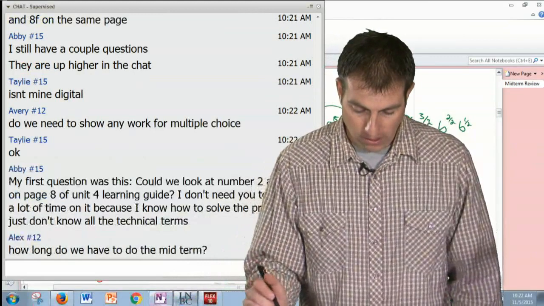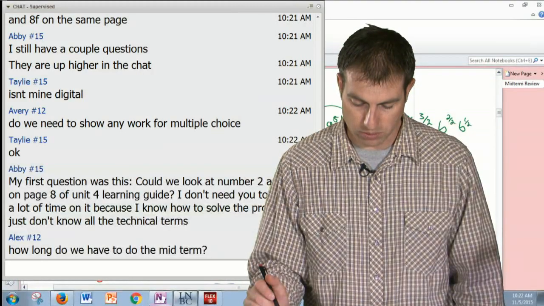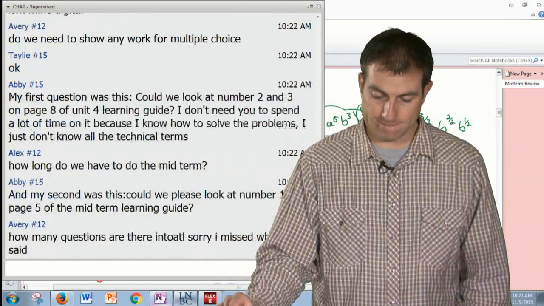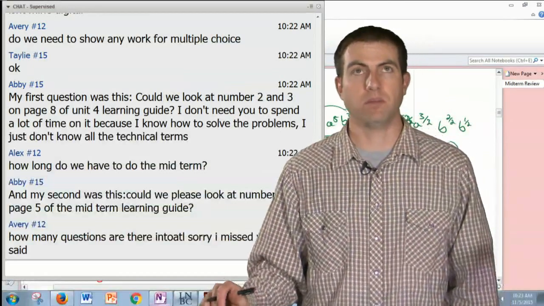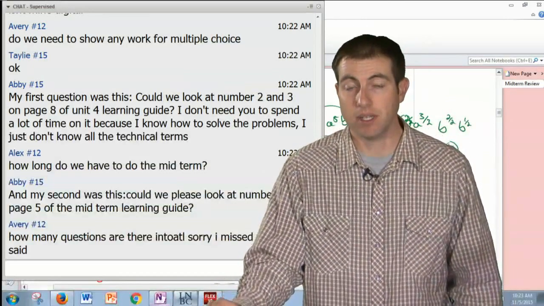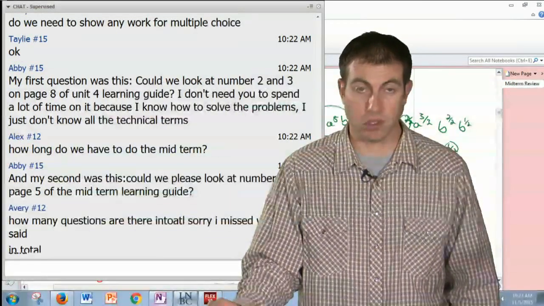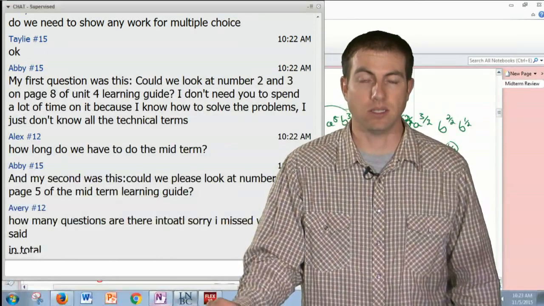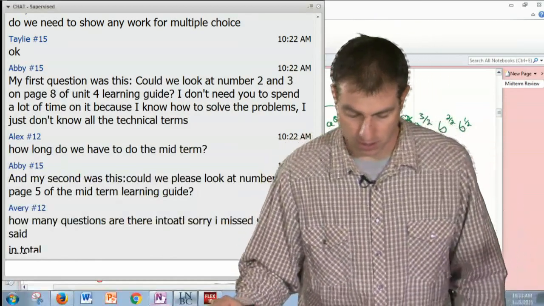My first question was this: could we look at number 2 and 3 on page 8 of the Unit 4 Learning Guide? I don't need to spend a lot of time because I know some problems. I just don't have the technical terms. How long do we have for the midterm? It'll take you maybe an hour and a half. We've got 2 hours booked in the gym. I don't think anyone's in after us, but I have other classes to teach that day. So you should be good till about 11:30, but I don't envision it'll take that long.